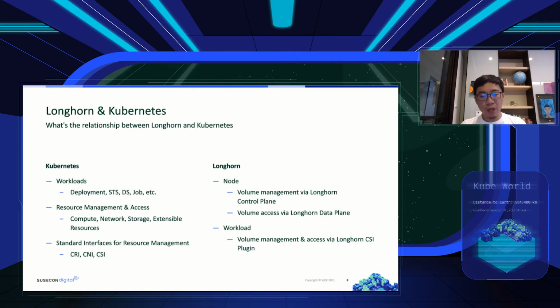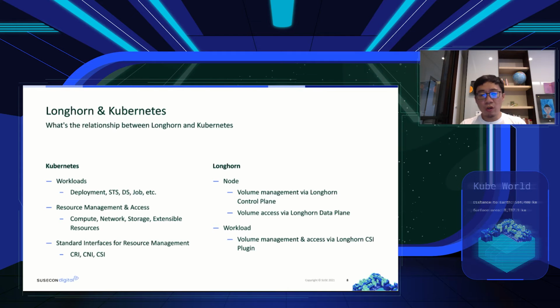extensible resources. But how do you make it work and communicate with the resources? This is why the standard interfaces came out. So Kubernetes leverages CRI, the Container Runtime Interface, the Container Network Interface, and the Container Storage Interface. So different vendors and different open source projects can conform to these standard interfaces to provide their services. This is the major interface where Longhorn exists and is supported in Kubernetes.